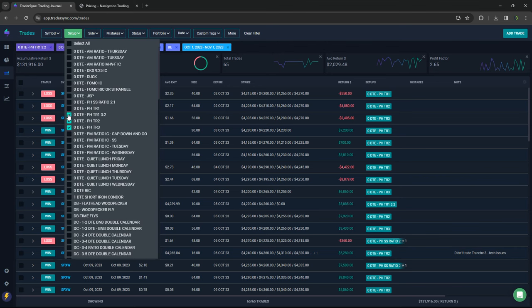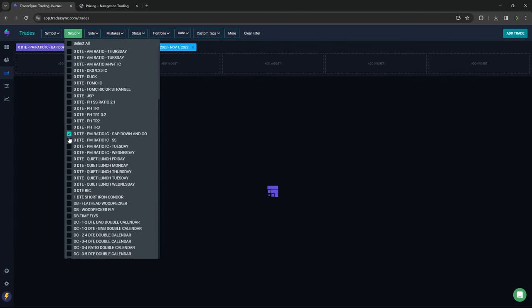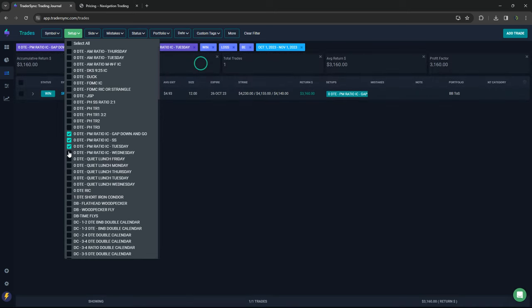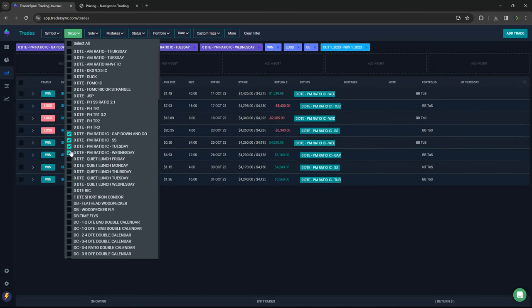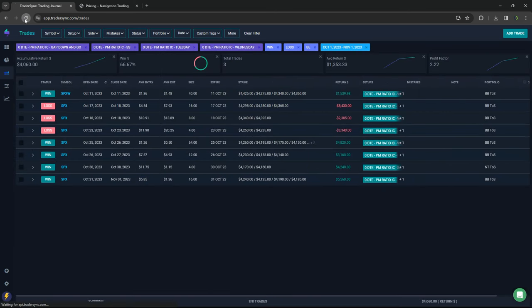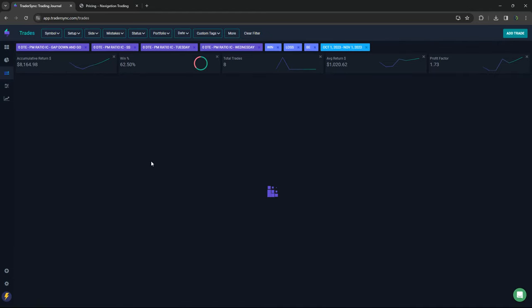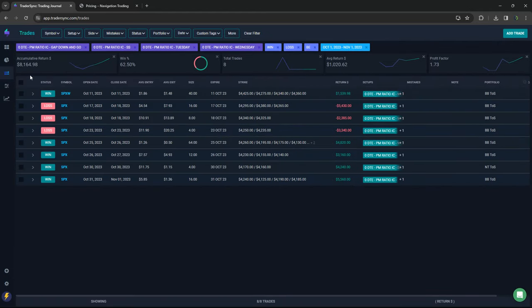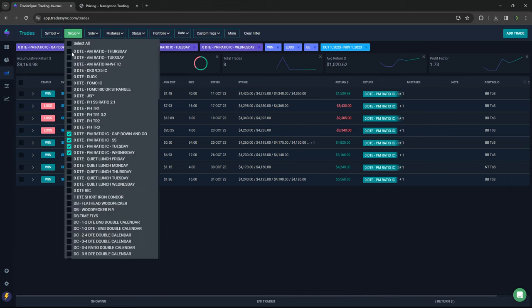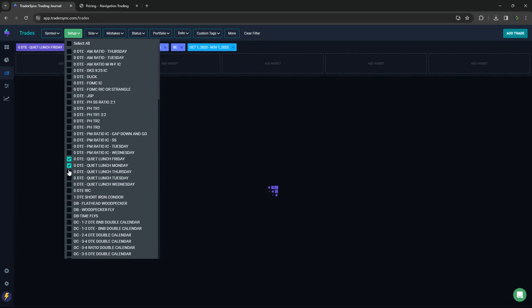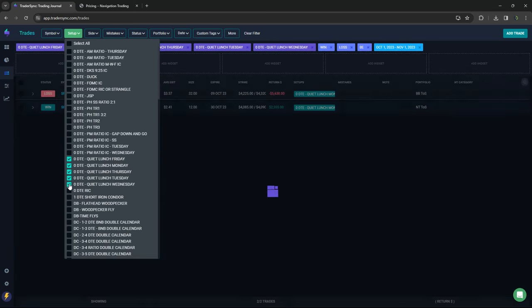And then the PM ratio trades. Let me get those all clicked. Make sure I refresh, get that right. Yeah, so nice month on the PM, a little over $8,000 on those trades. Did have a few losers in there, three losers out of eight trades, but still profitable over $8,000 on the PM trades. And the quiet lunch, a few different variations of those.